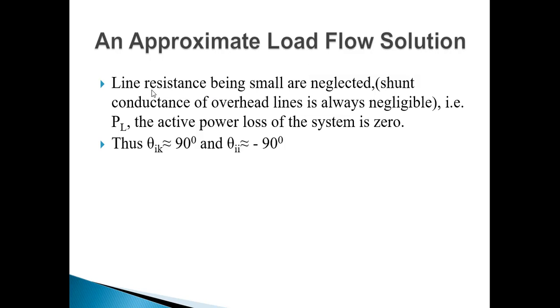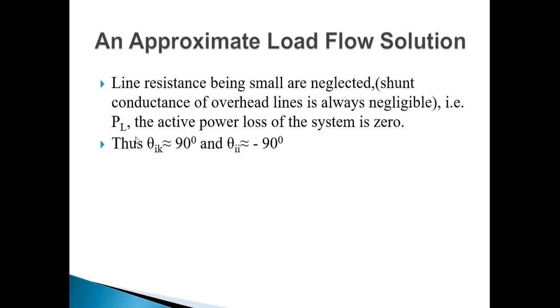How do we approximate it? We neglect the line resistance and the shunt conductance of the overhead lines. What is shunt conductance? The line capacitance for the overhead line, that can be neglected. Why is line resistance neglected? Because we are using aluminum or copper, which have high conductance, so resistance is pretty low, and more than the resistance, the inductance of the lines is much more prevalent. So we can neglect the resistance, and if you neglect the resistance, the equation becomes much simpler. Okay, so line resistance being small is neglected. Shunt conductance of overhead lines is always negligible.